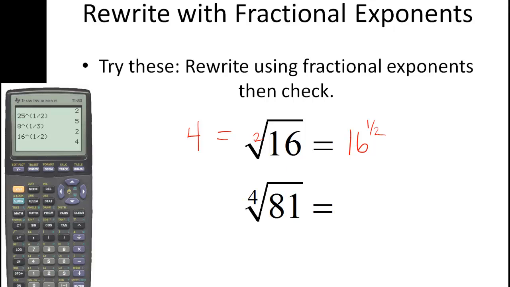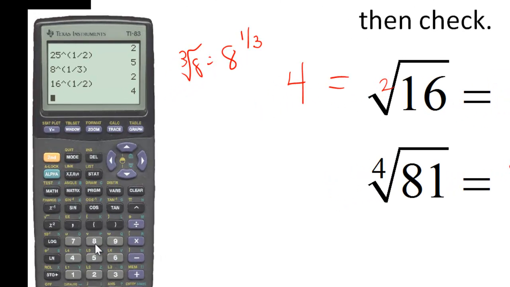All right, so if the square root is rewritten as the 1/2 power, and the cube root of 8 was the same as 8 to the 1/3 power, what do we think the 4th root of 81 is going to be? I'm going to guess that it is 81 to the 1/4. Let's see what 81 raised to the 1/4 power is. My calculator says that that's 3.